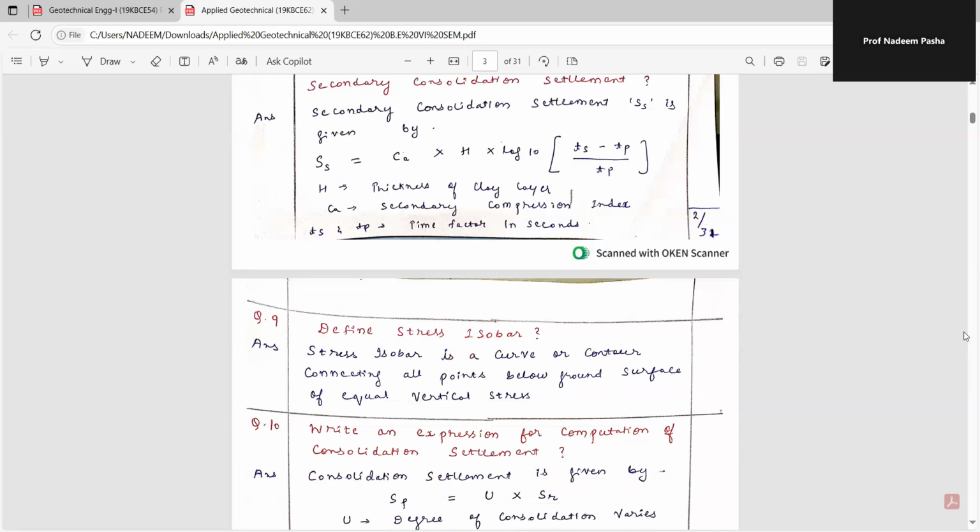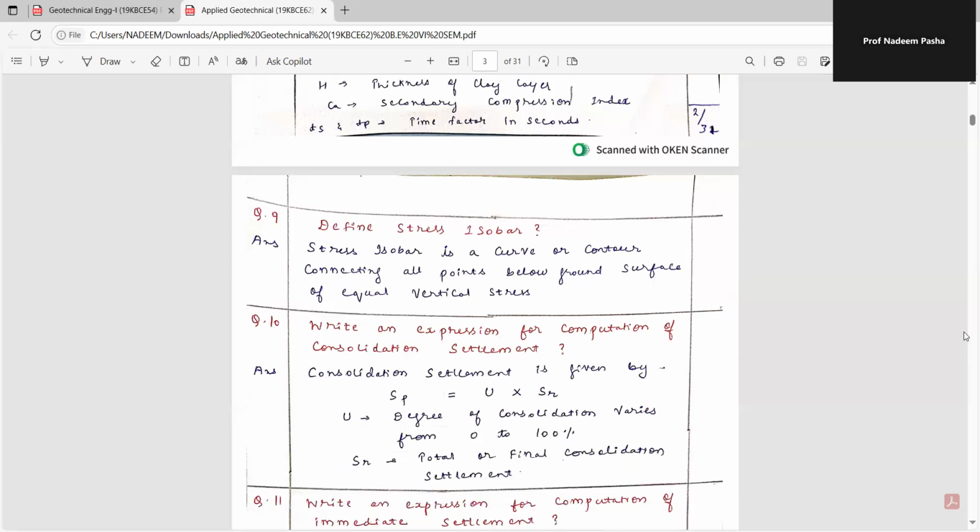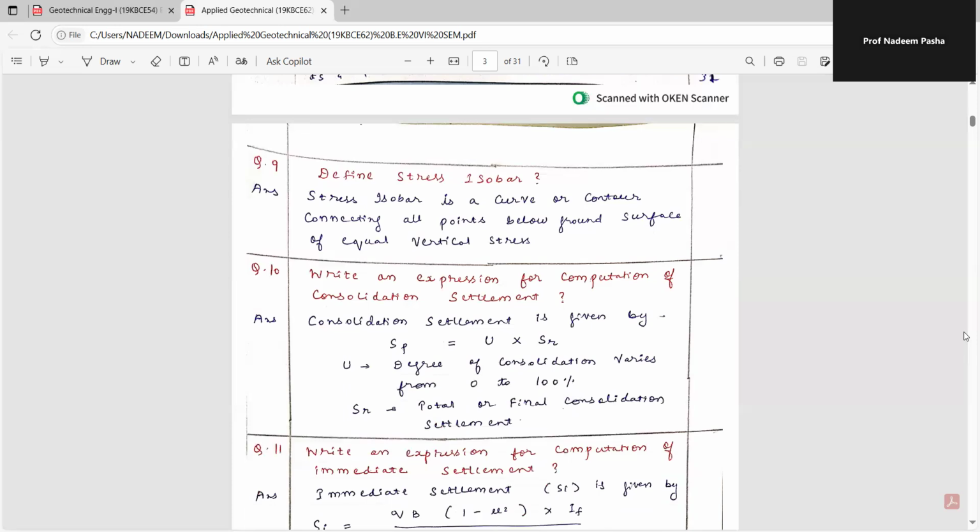Define stress isobar. A stress isobar is a curve or contour connecting all points below the ground surface of equal vertical stress. स्ट्रेस आइसोबार क्या है? एक कर्व है. Stress isobar is a curve or contour connecting all points below the ground surface of equal vertical stress. Write an expression for computation of consolidation settlement.